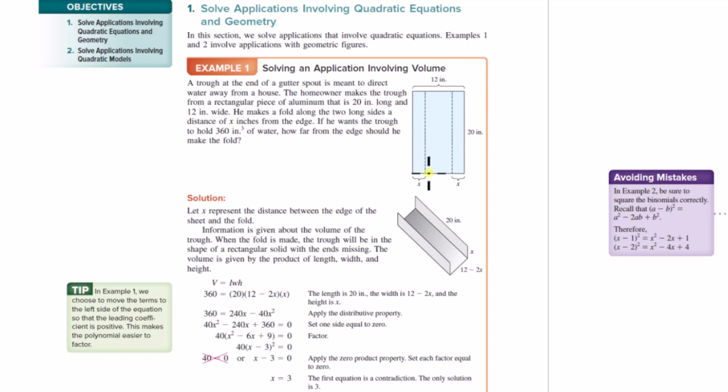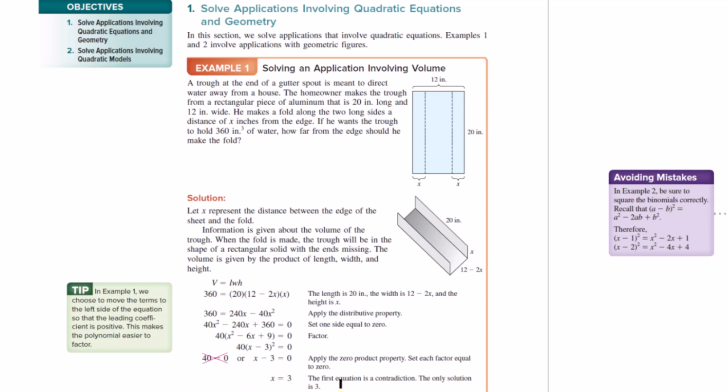So you can see, it's 12 inches wide and 20 inches long. And then the volume is going to be 12 minus 2x. We don't know what x is. So 12 minus these two x's times 20 times x. You see that's the volume inside the trough. So the volume is 20 times 12 minus 2x times x, and that's equal to 360. So you get a quadratic equation.